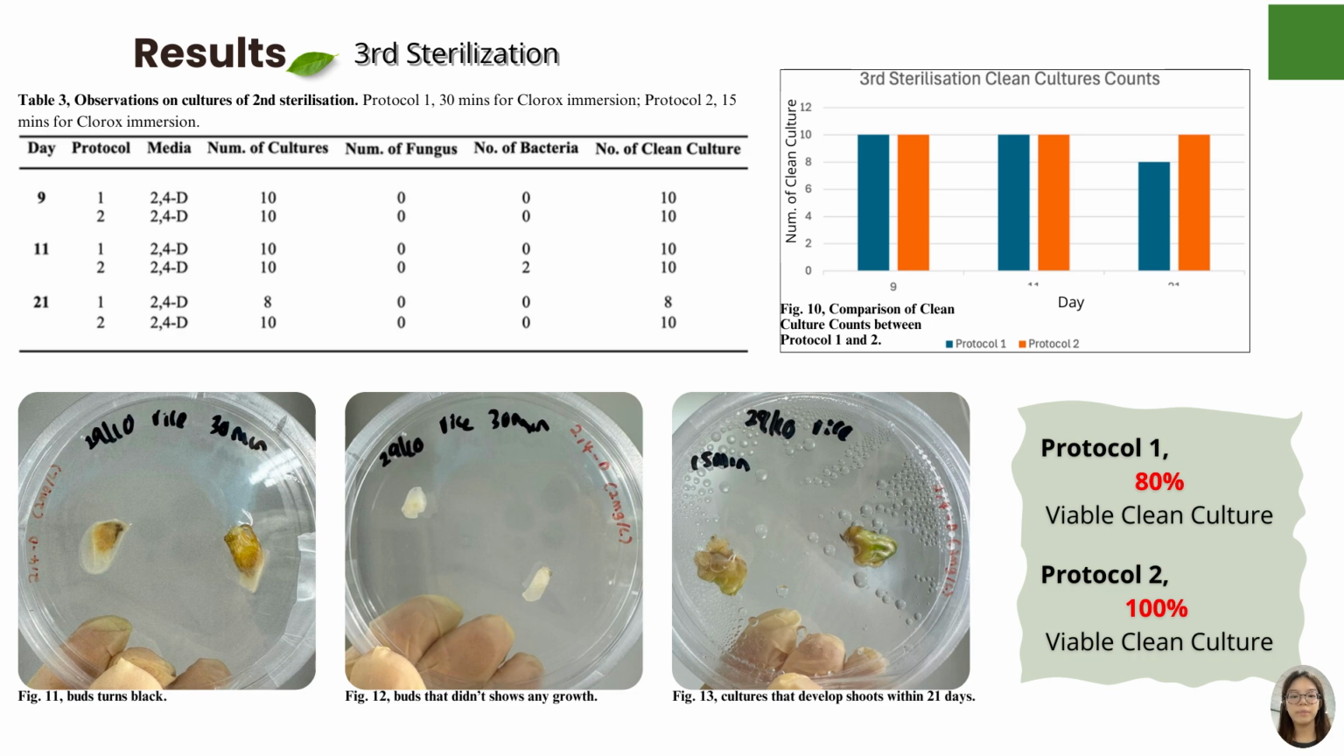Figure 11 shows the buds that turn black before they develop shoots. And figure 12 shows the buds that didn't grow at all. And figure 13 is the bud that grows in a short time.